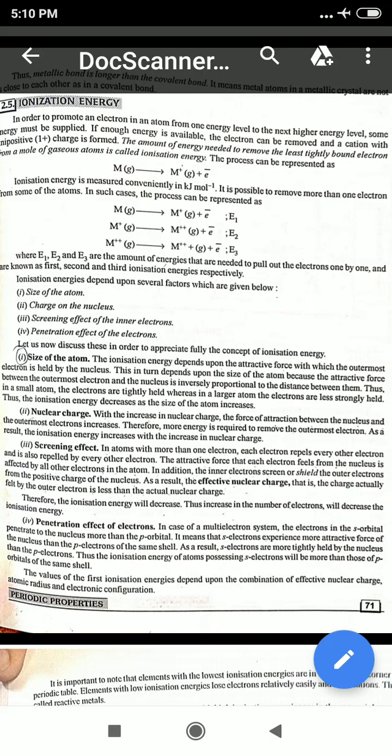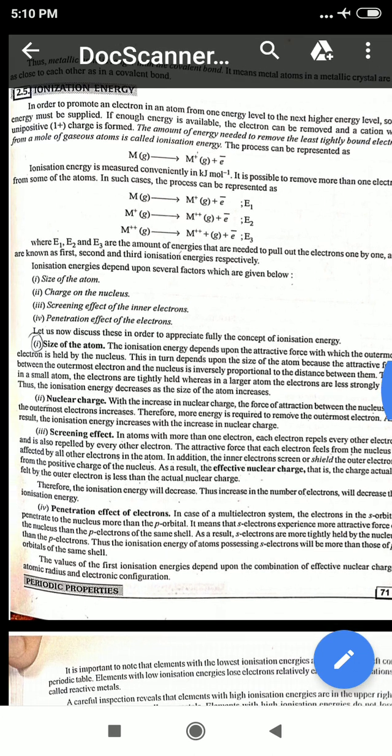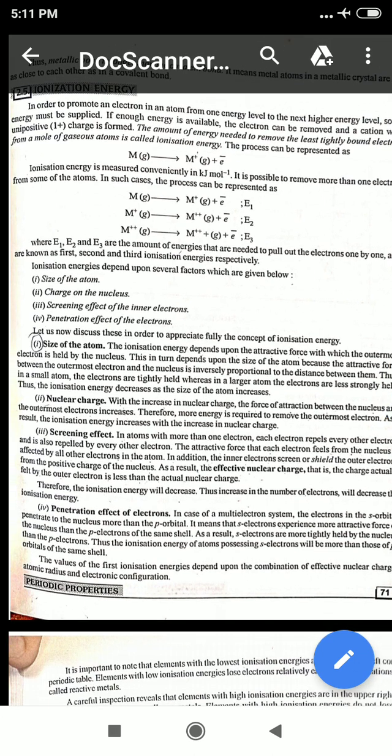Ionization energy. In order to promote an electron in an atom from one energy level to the next energy level, some energy must be supplied. If enough energy is available, the electron can be removed and a cation with unipositive (+1) charge is formed.